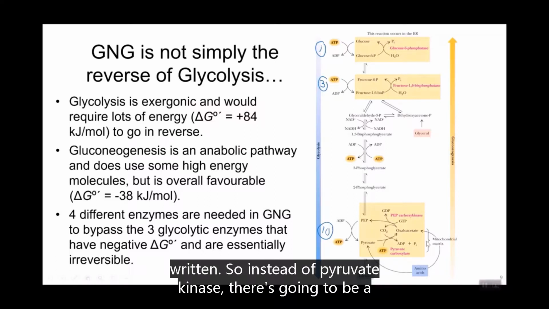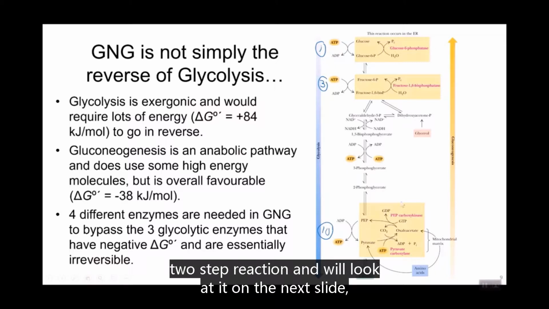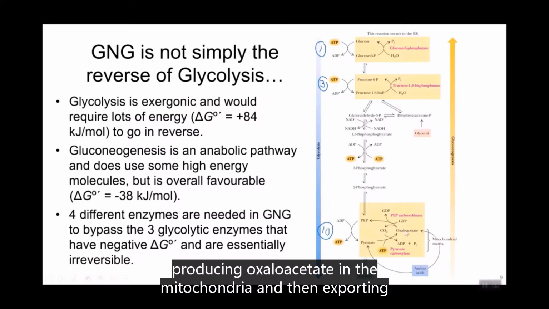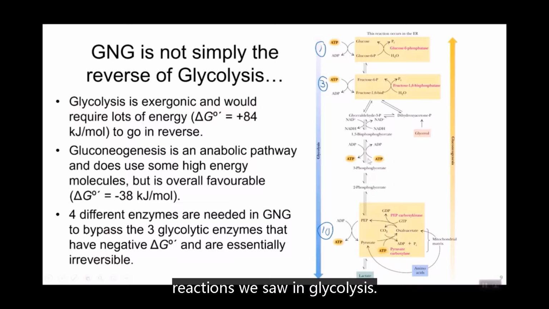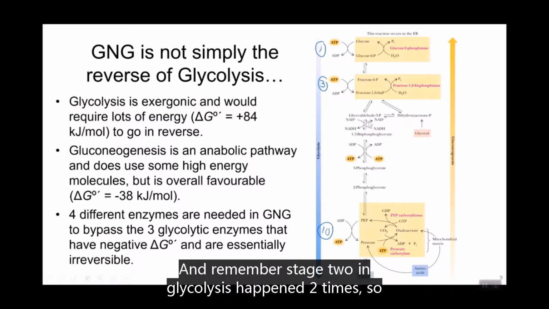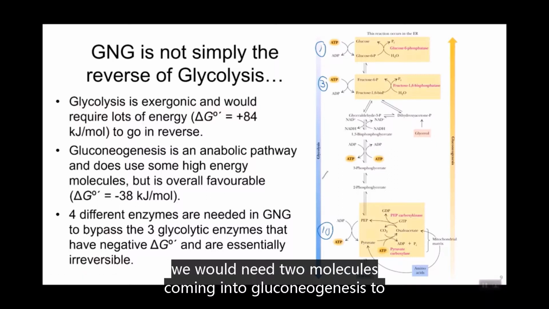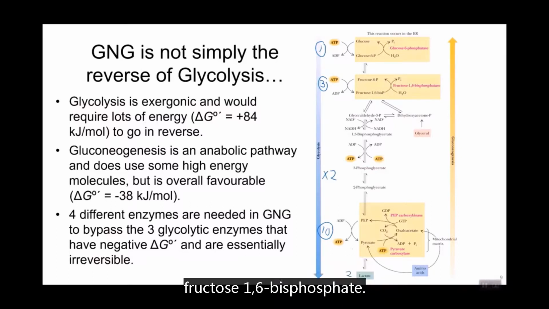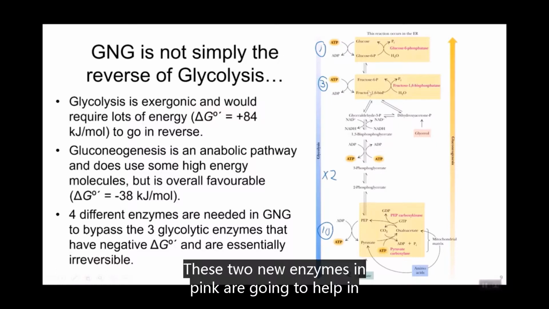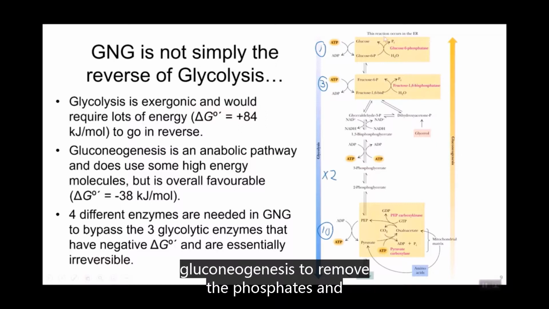So instead of pyruvate kinase, there's going to be a 2-step reaction, and we'll look at it on the next slide, producing oxaloacetate in the mitochondria and then exporting it and making PEP, which then goes through the reverse reactions we saw in glycolysis. And remember, stage 2 of glycolysis happened 2 times, so we would need 2 molecules coming into gluconeogenesis to make our triose phosphates, which then combine to form fructose 1,6-bisphosphate. These 2 new enzymes in pink are going to help in gluconeogenesis to remove the phosphates and eventually produce glucose for the rest of the body.